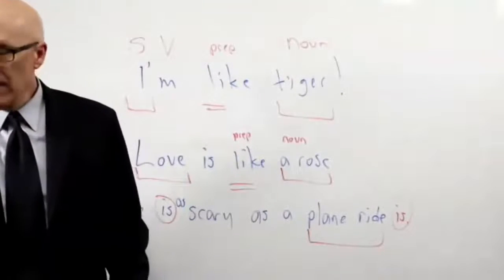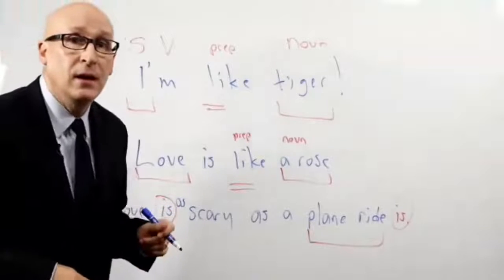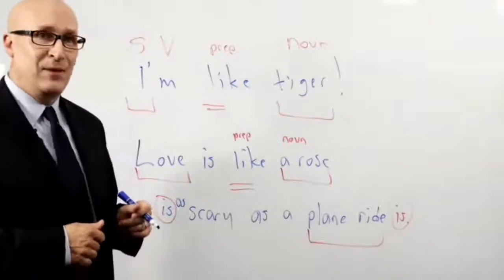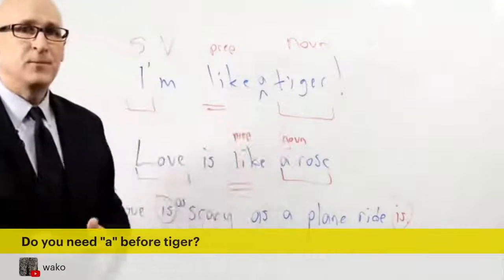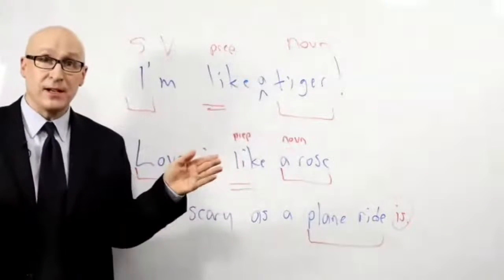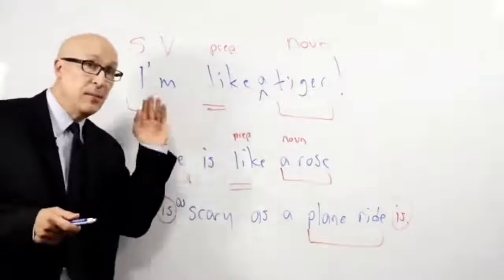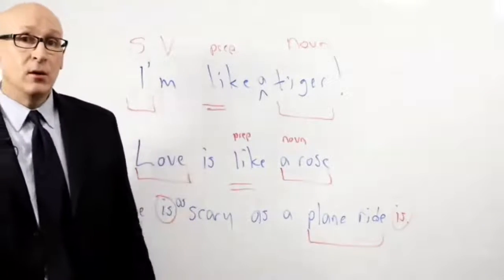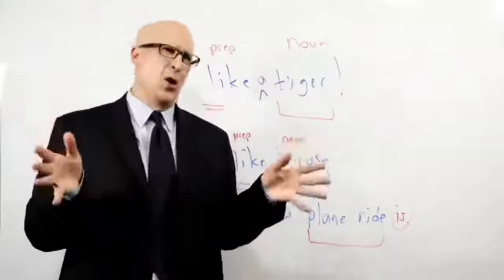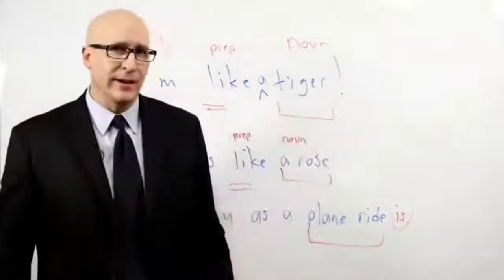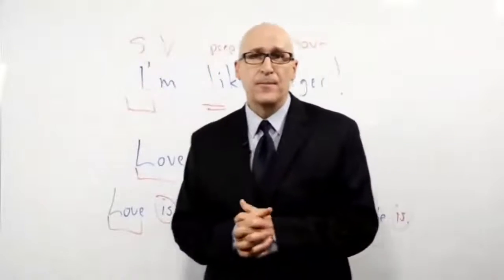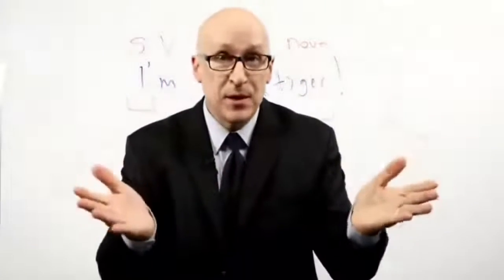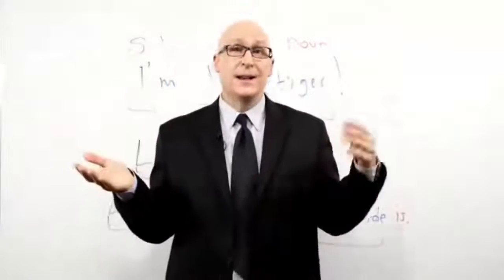Oh, Wako has a comment that she's absolutely right. Do you need a before tiger? Whoopsie. Right? Native speakers make mistakes. When I'm writing close up to the board, sometimes I forget a word or an article. I know a should be in front of a tiger. I just didn't put it there. Thank you, Wako. So guys, I hope that helps you understand the difference between like and as.